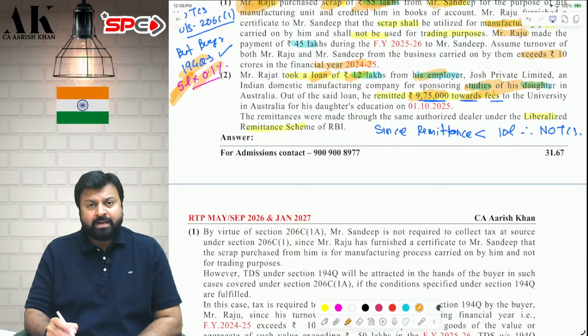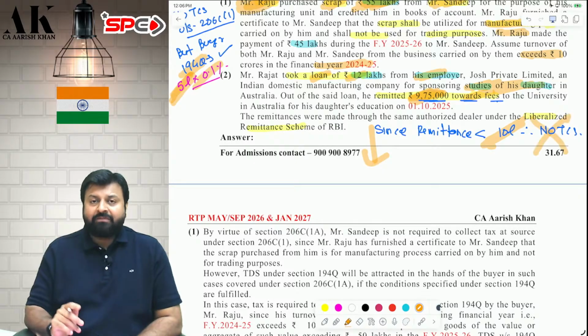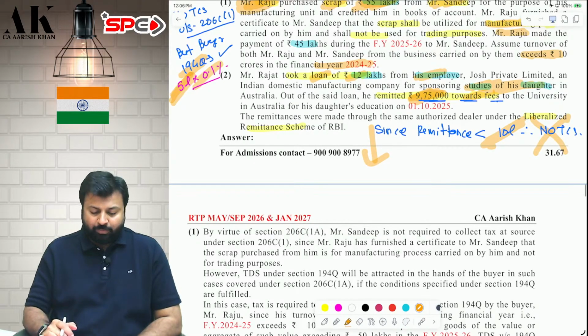So in this case, I have taken a loan of 12 lakhs, but I have remitted only 9,75,000. Now because 9,75,000 is less than 10 lakh, therefore here no TCS will be applicable in this case. I hope it is clear to all of you.